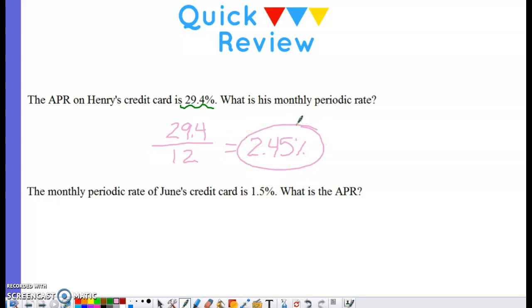Whereas on the second one, it says the monthly periodic rate is 1.5%, and we want to go to annual. So to do the reverse, instead of dividing by 12, we have to multiply by 12, which makes sense because the annual percentage rate should be higher than the monthly. We're going to take 1.5 times 12, you will get 18%. And just a little review of those monthly and annual percentage rates. Hopefully this all went okay for you.